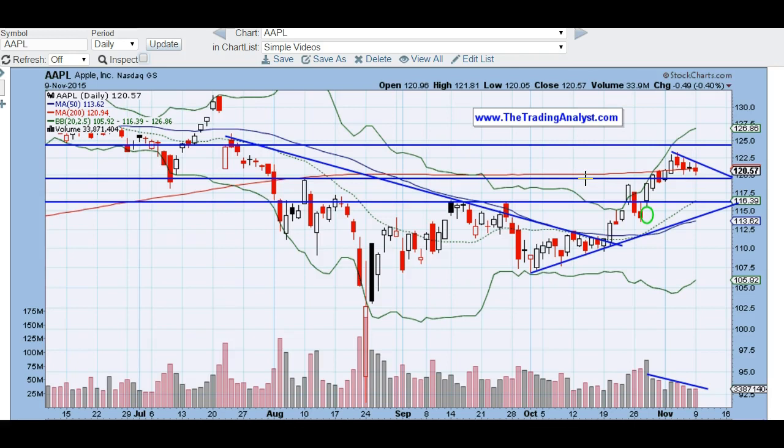So we're going to take a look at the Apple chart here really quick. A couple things that I want to point out. We made a bullish break over this trend line a few weeks ago over here. I liked it long at that point.